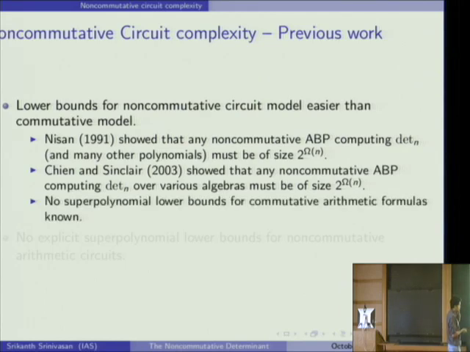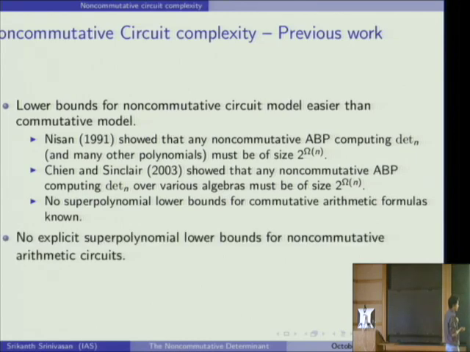And note that this is in contrast to the commutative case. When we look at commutative arithmetic formulas, we really have no super polynomial lower bounds for anything. As I said, we do have lower bounds for ABPs, but when we look at the stronger model of an arithmetic circuit, we have no explicit super polynomial lower bounds.